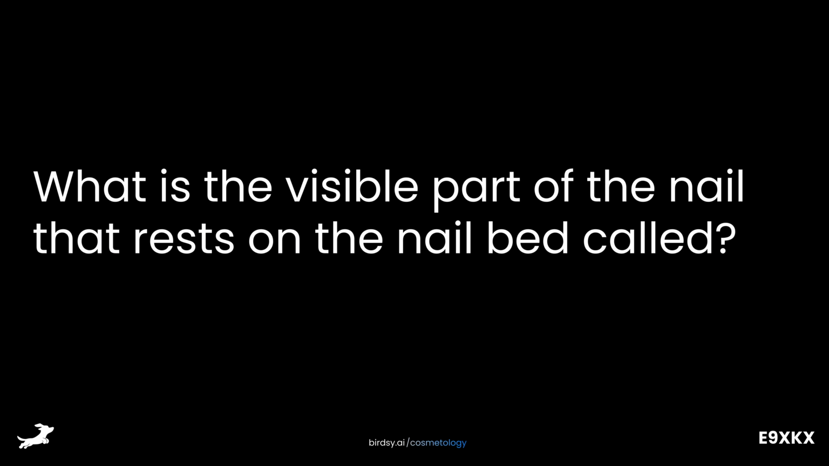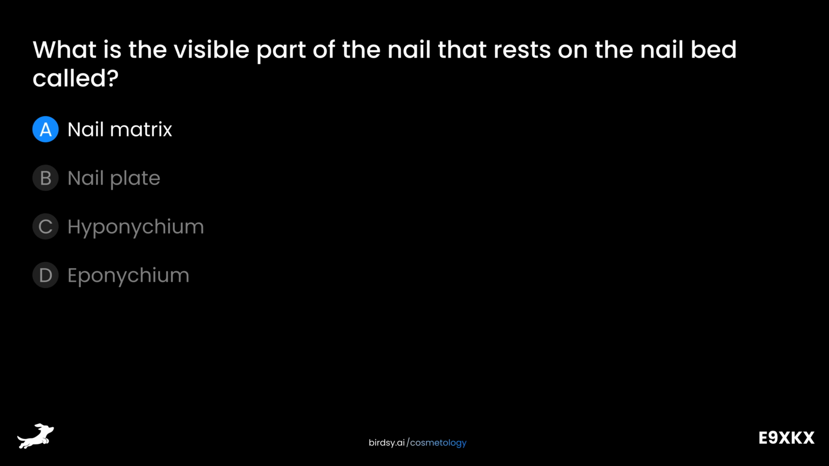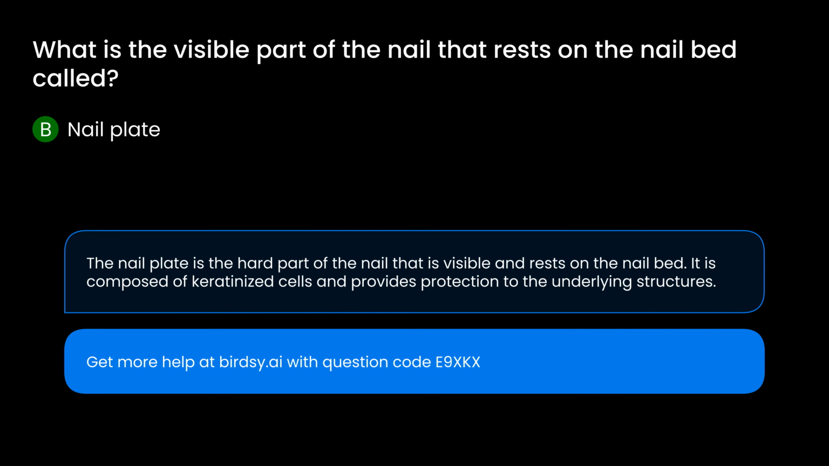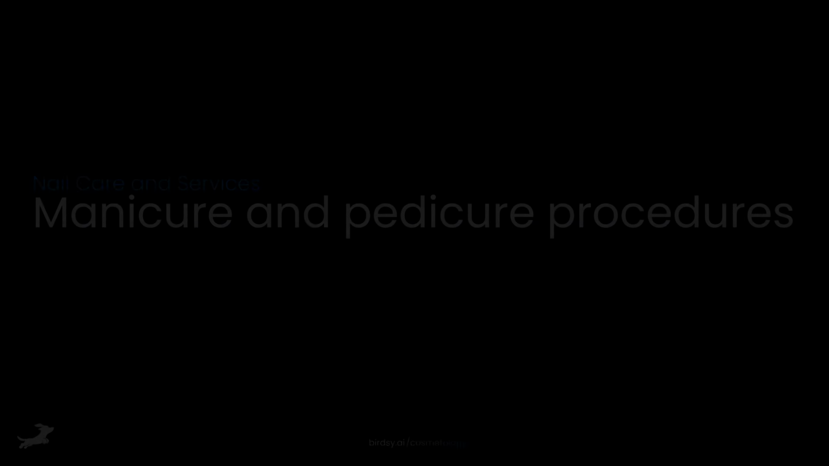What is the visible part of the nail that rests on the nail bed called? Is it A, nail matrix, B, nail plate, C, hyponychium, or D, eponychium? The answer is B, nail plate. The nail plate is the hard part of the nail that is visible and rests on the nail bed. It is composed of keratinized cells and provides protection to the underlying structures.